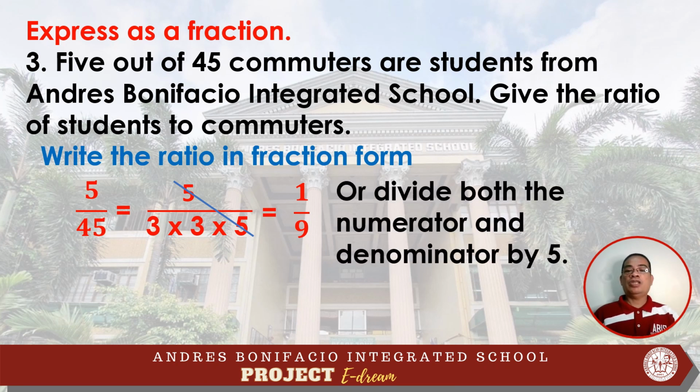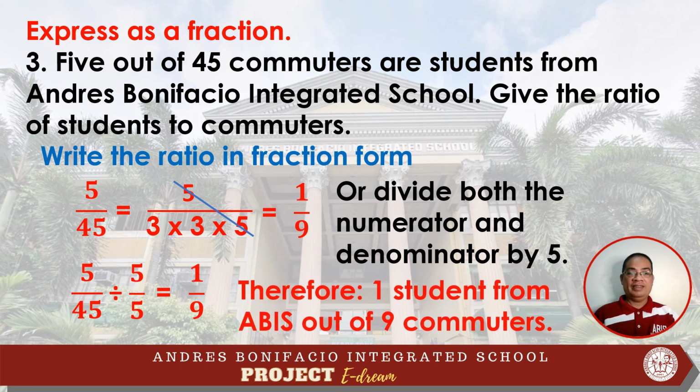Or divide both the numerator and denominator by 5. 5 divided by 5 is 1. 45 divided by 5 is 9. So the answer is 1/9. Therefore, 1 student is out of 9 commuters.